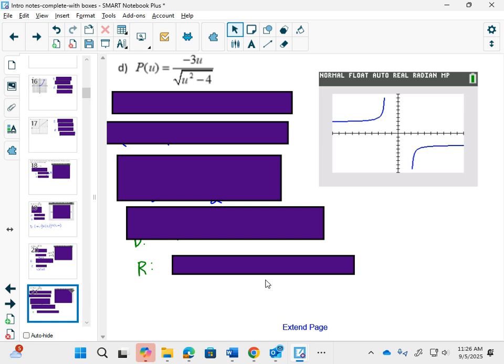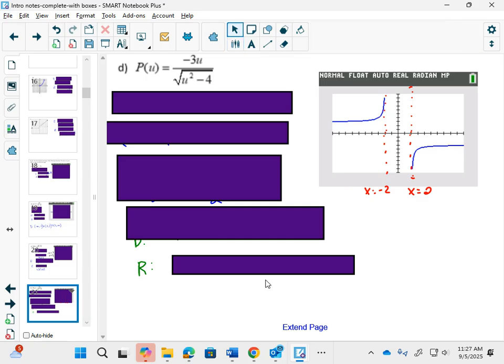How many people have already figured out the values of u that make you divide by 0? What are they? Plus or minus 2. Can you see if you did plus or minus 2, the bottom would be 0 and that would be bad. Technically, if you were drawing this by hand, you would add those in as asymptotes.